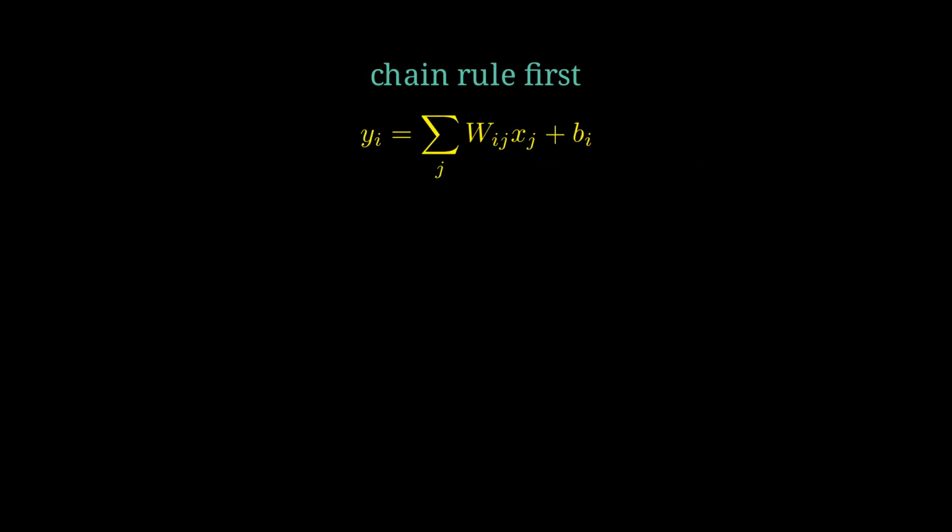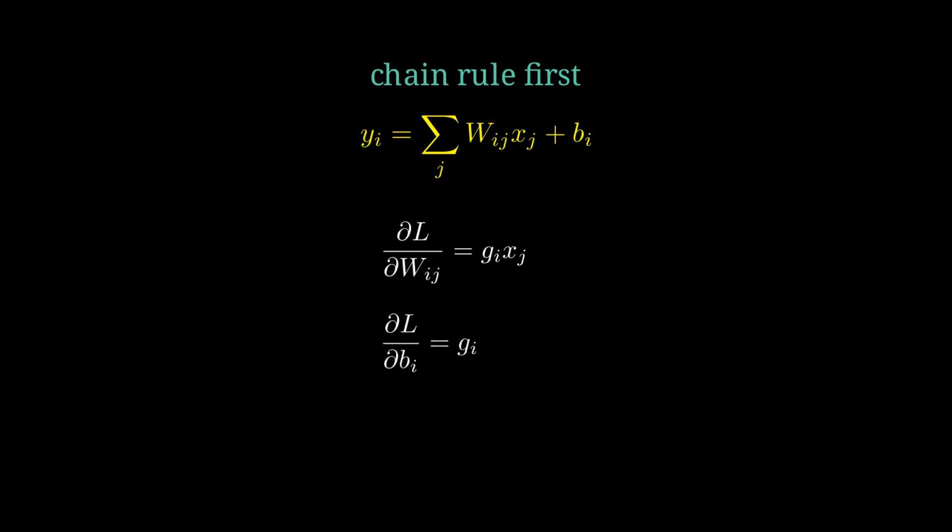Before code, write the chain rule. Each output coordinate is y sub i equals the row of weights for that output, dotted with x, plus the bias for that output. A single weight w_ij only touches output i, and it touches it by multiplying input x_j. So the loss gradient on that weight is the incoming gradient g_i times x_j. The bias is easier. y_i changes 1 for 1 with b_i, so its gradient is just g_i.